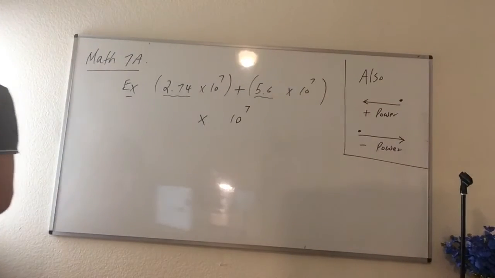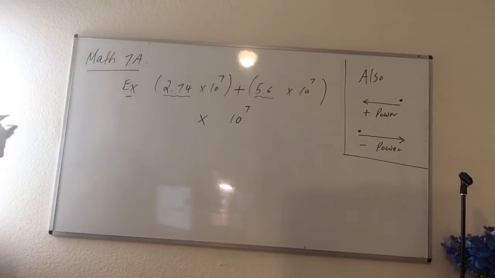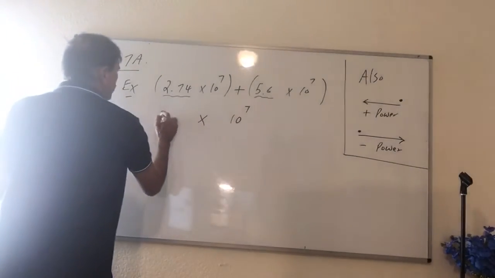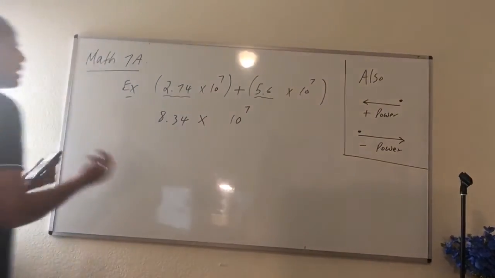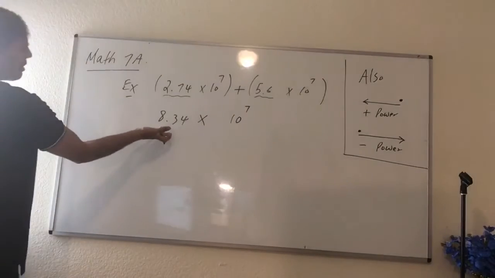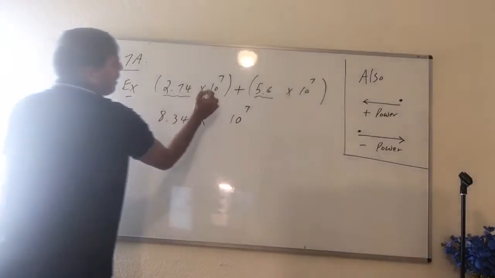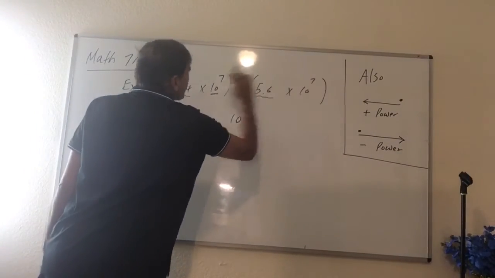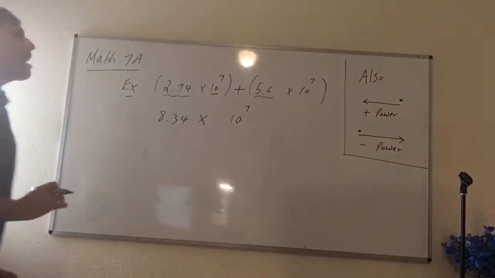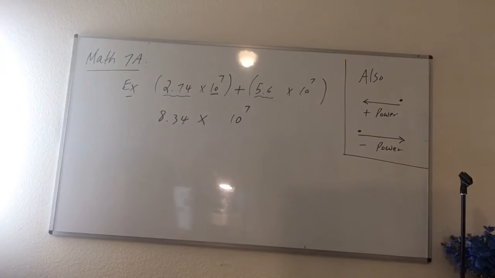Now you can use a calculator or you can just do it on a piece of paper. So it is 2.74 plus 5.6, which is 8.34, and you're done. Is 8.34 less than 10? Yes. Is it greater than or equal to 1? Yes. But remember, base 10 must have the same power. If it does not have the same power, then we fix it. And remember, you always keep the highest power, so we'll fix the smaller one.